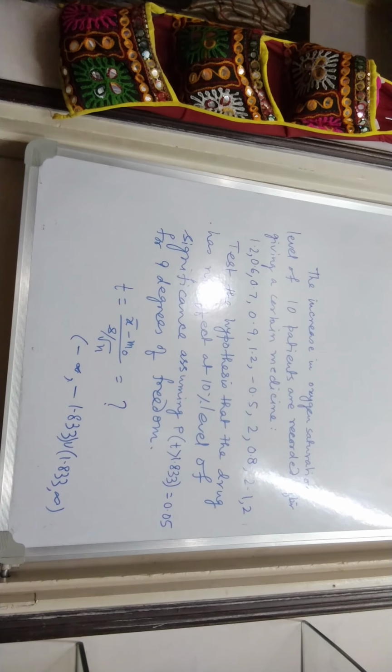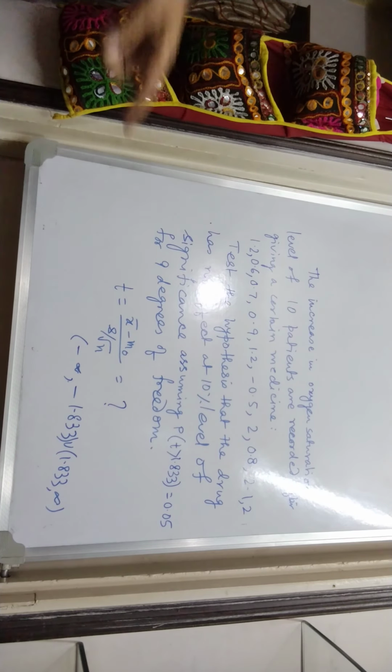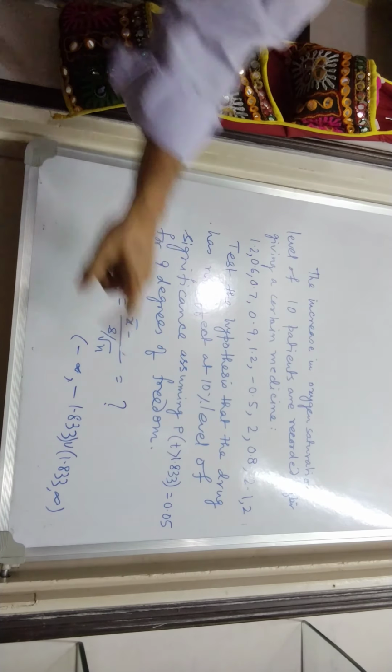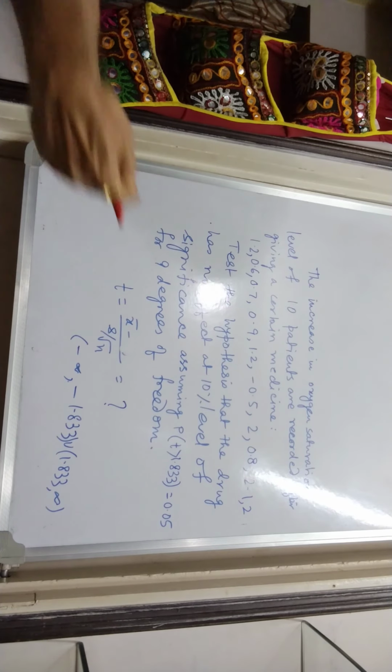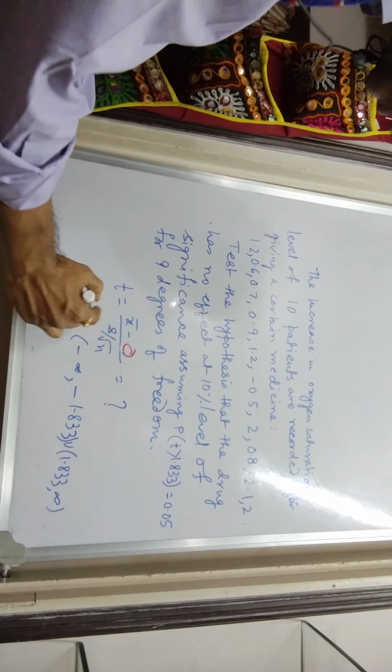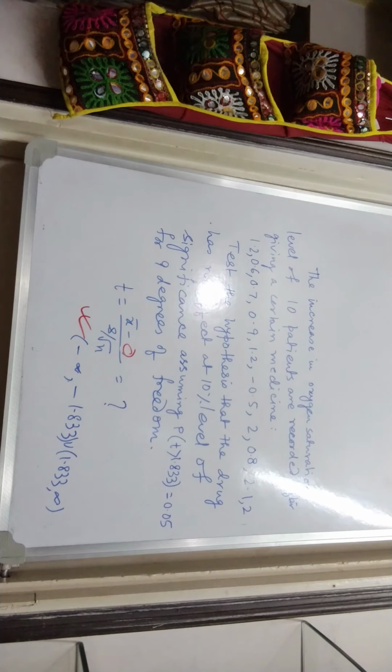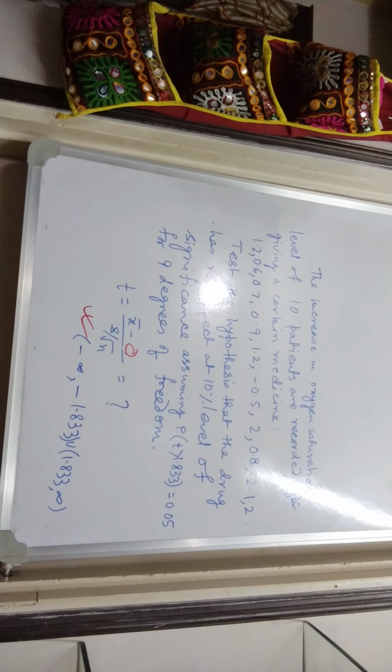So, when the drug has no effect, our test hypothesis is m equal to 0, is it not so? So, we should use m naught as 0 and calculate it, and then test whether t lies within this critical region. If it does not lie, we accept H naught, otherwise we reject H naught.